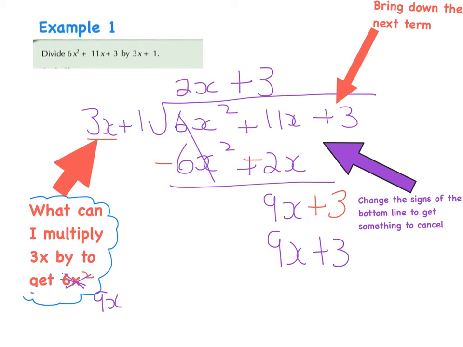I then go back to change the signs of the bottom line to get something to cancel. So the plus 9x is going to become a minus 9x, and the plus 3 is going to become a minus 3. You'll notice that plus 9x and minus 9x cancel, and the plus 3 and the minus 3 cancel in this instance as well. So I'm actually left with nothing here. What I've done now is I've divided 3x plus 1 into this evenly. There's nothing left over, and so it goes into it 2x plus 3.